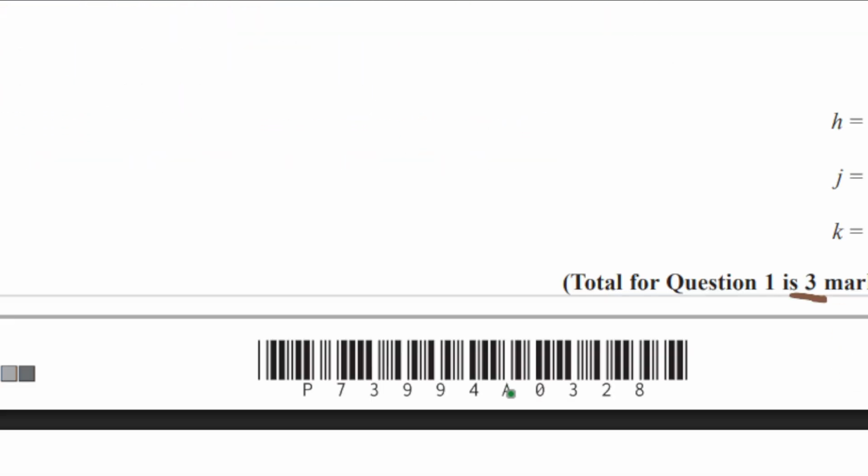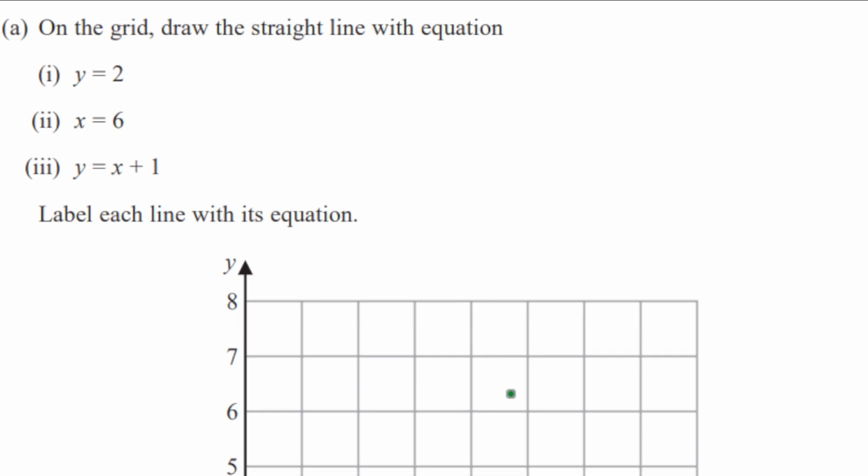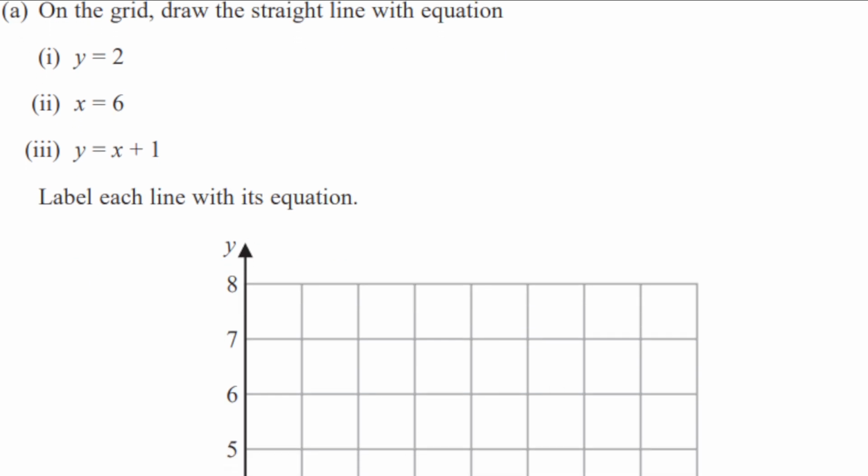Now let's go to question 2. Question 2 is even funnier. Question 2 asks us to graph these lines.